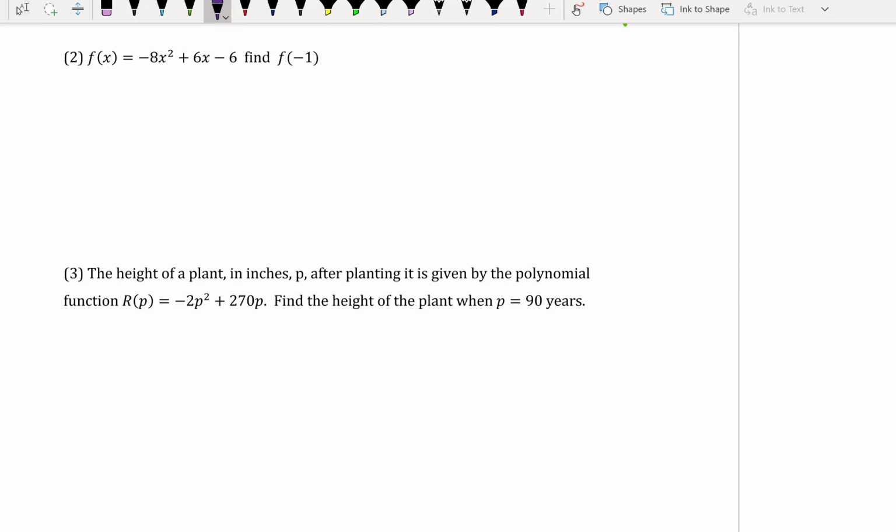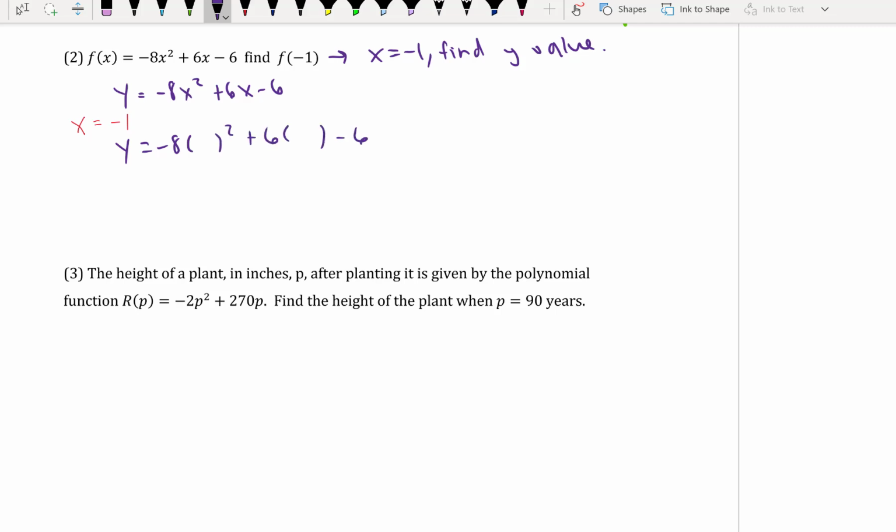So here, this is telling us that we have our function f. We're going to let our x value equal negative 1, so we are going to have to find our y value. So we have that y is equal to negative 8x squared plus 6x minus 6. And we are going to let x is equal to negative 1. So then y is equal to negative 8 plus 6 minus 6. And notice how I put parentheses every time I want to plug in a value. So that value that I'm plugging in is a negative 1.